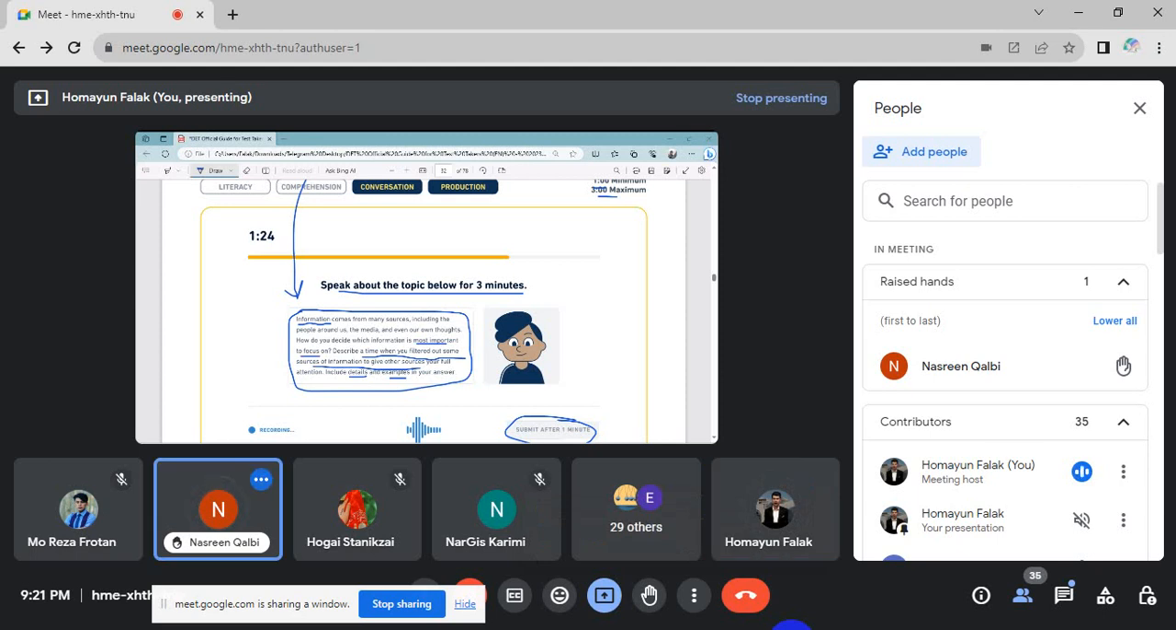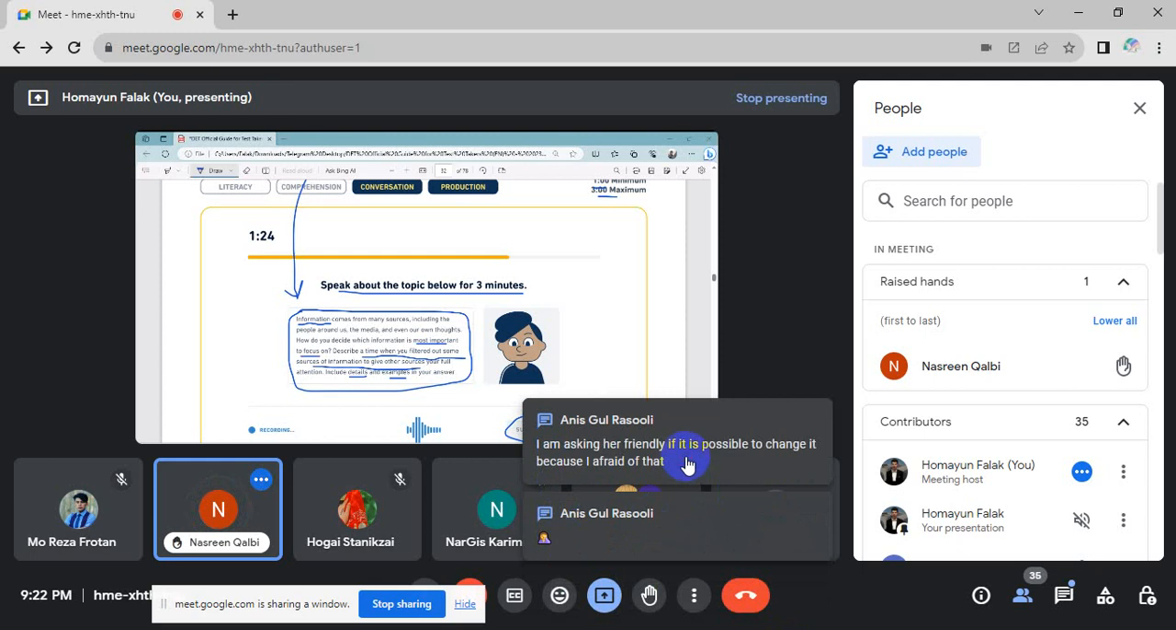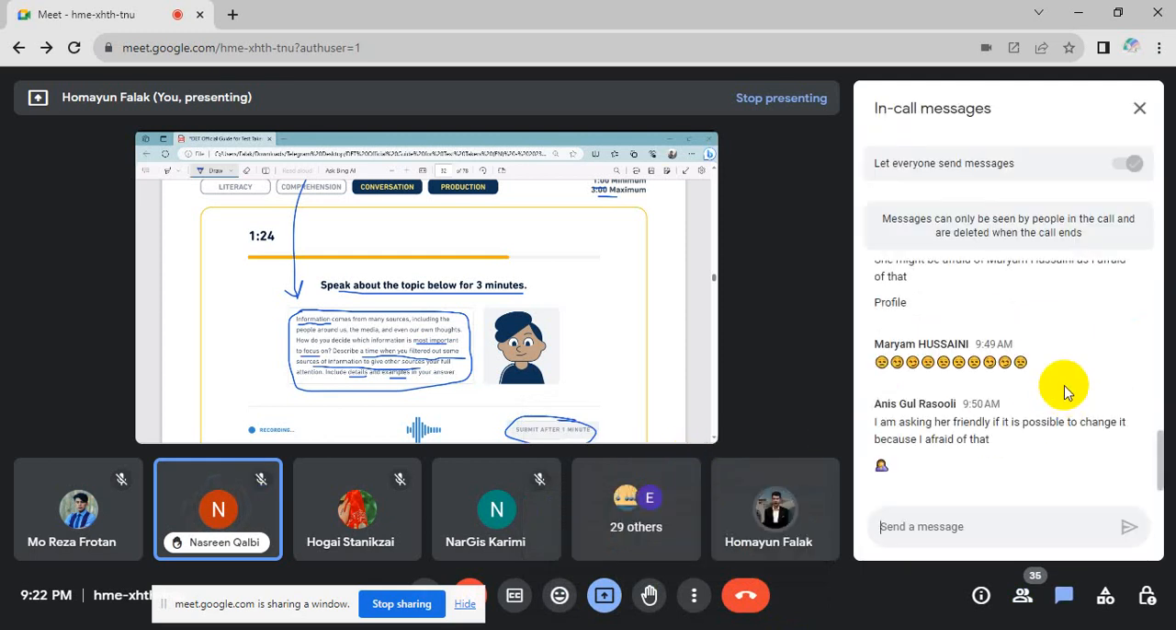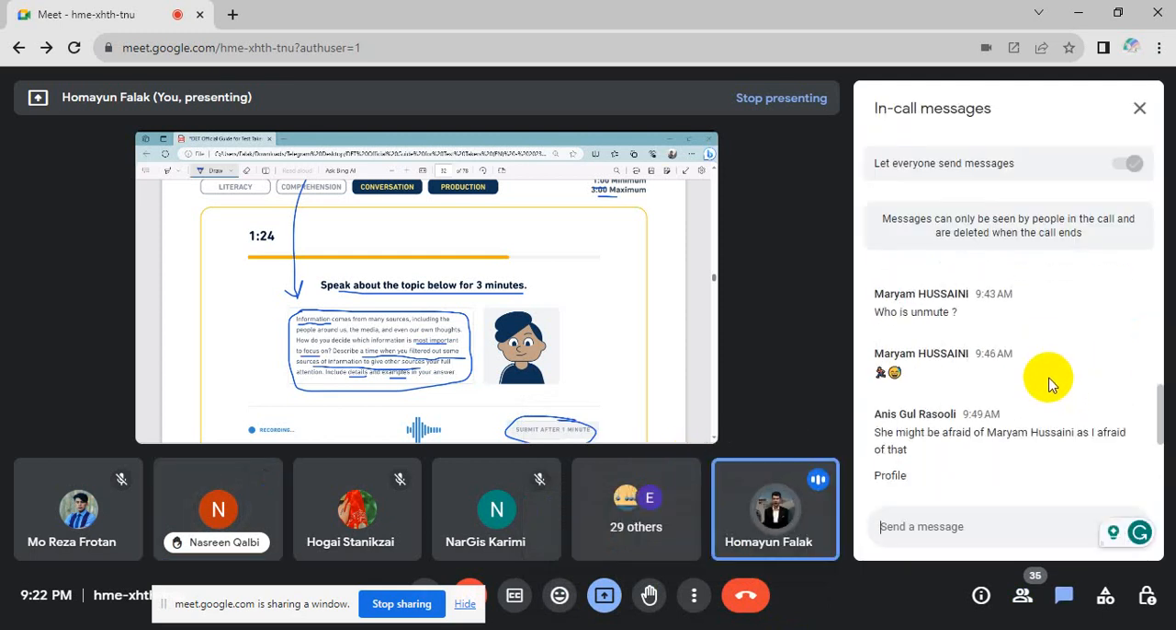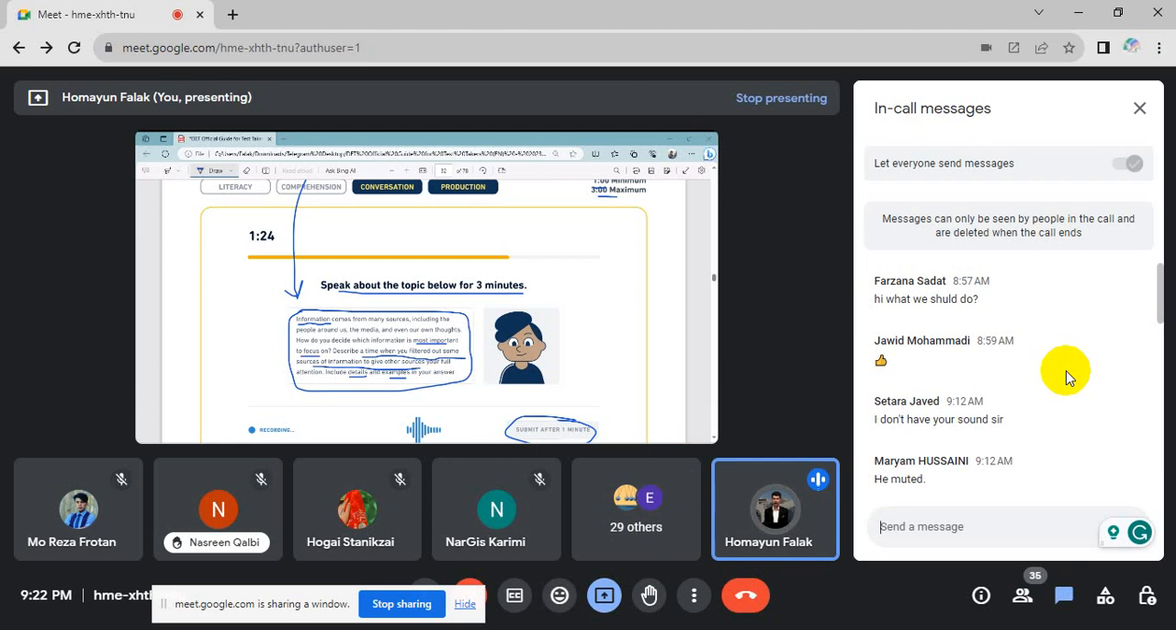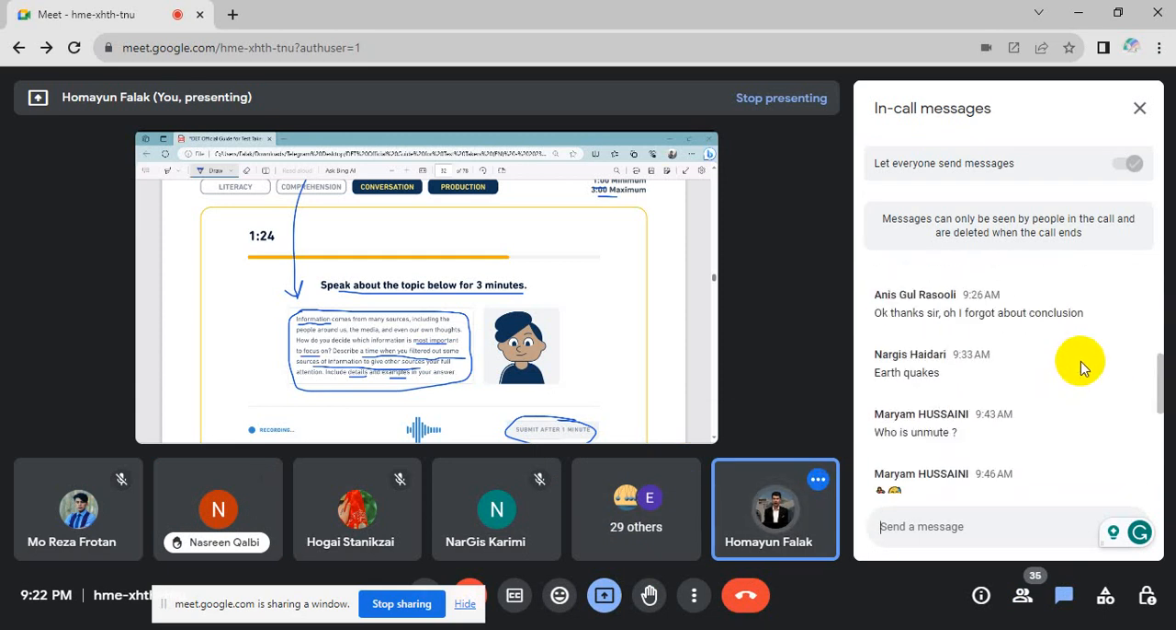Okay, sir. I myself face this problem whenever the teacher or the tutor gives me any kind of topic. At that time, I cannot come up with an idea about that topic. I don't know why. Maybe it's the lack of study. Try to study more, whether in Persian or in English. Try to keep in touch with different topics.